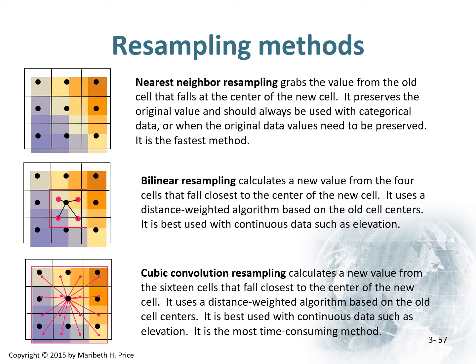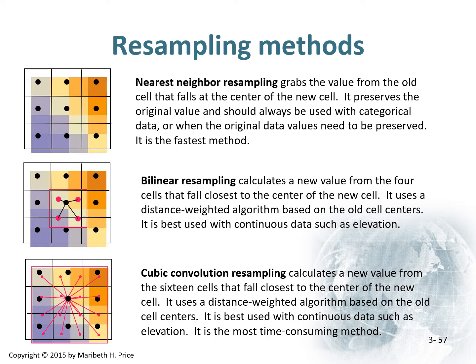Nearest neighbor is the simplest, the easiest, the least complicated. It looks at the center of the new cell, finds what's underneath it, and that's the value it uses. Bilinear is a little more complicated. It looks at the 4 cell centers in the old data set that are closest to the cell center in the new data set, and then it uses a distance weighted algorithm to calculate it.